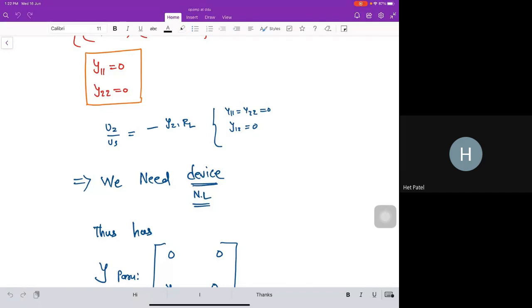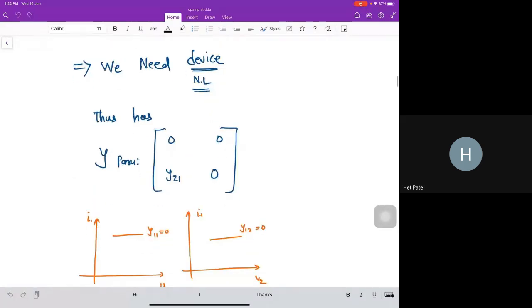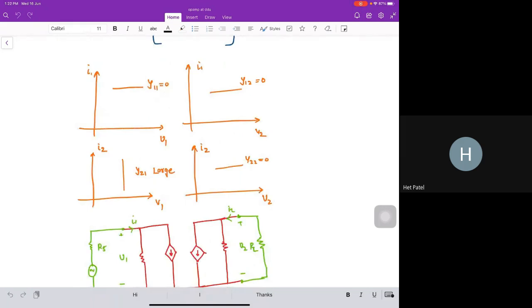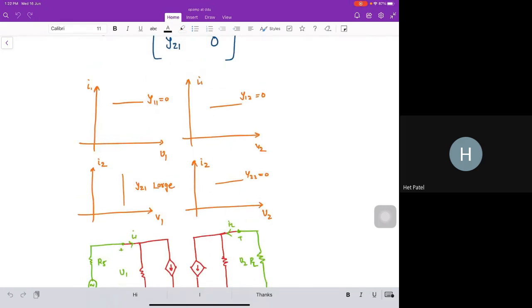But there is a condition. So it means that we need one nonlinear device that has this kind of characteristics. So let's find, right? This is a Y parameter matrix that I want from the device. Y11 is 0, Y12 is 0, Y21 is there, and Y22 is 0. So this is a simple I1 versus V1 curve. Slope I want is 0.